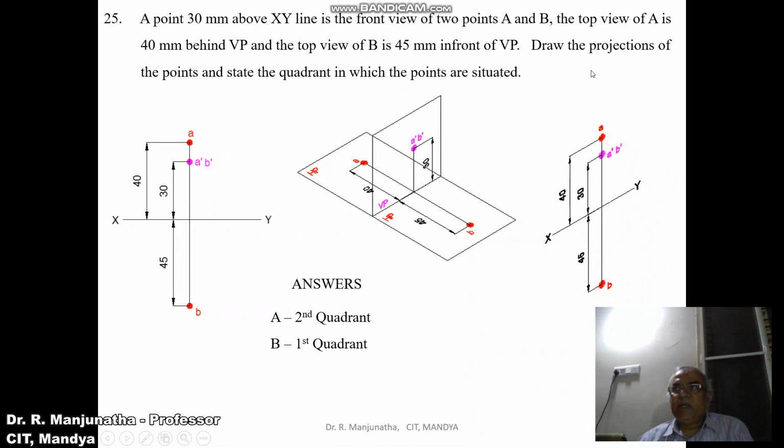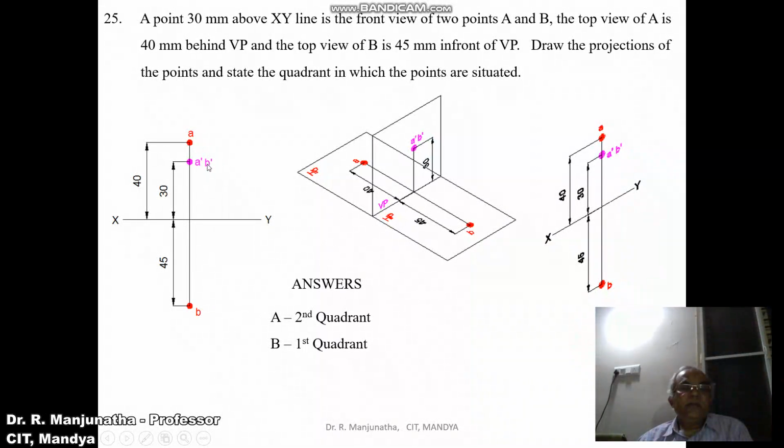So in order to find the quadrants, as we have seen here, the front view and the top view of the point A is above XY line. So that means the front and top view will be above XY line only in the second quadrant. So point capital A lies in second quadrant.